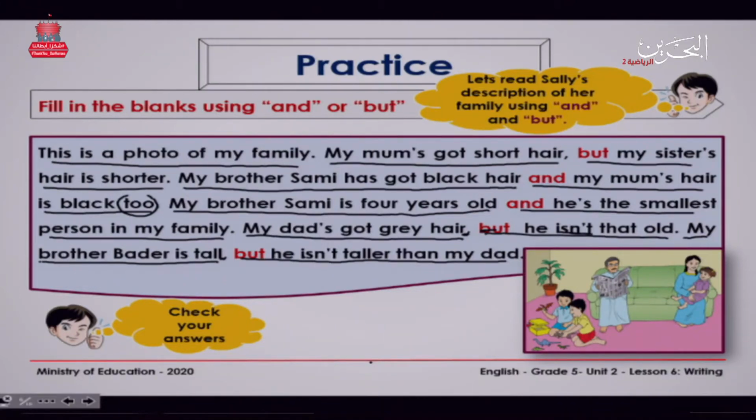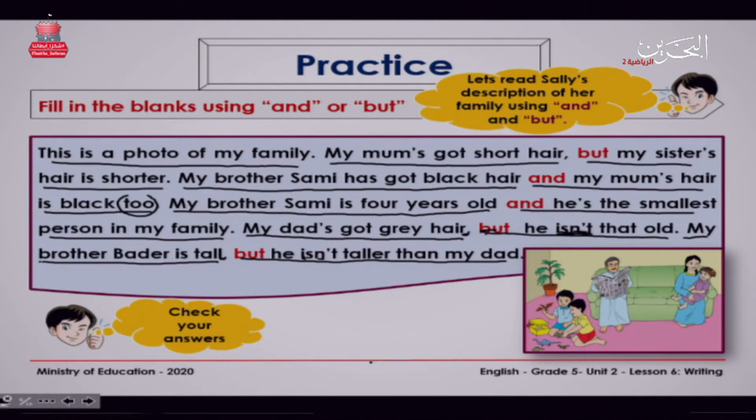I told you before that when you use but, you link two ideas. One of them is positive and the other one is negative. Here the clue is that you have isn't. So here it's negative and the first one is positive. Was it easy? I hope so.